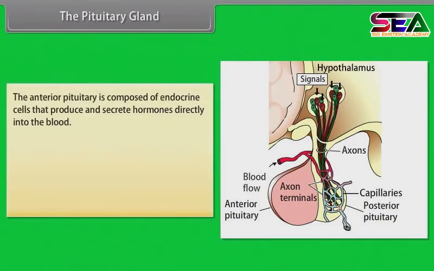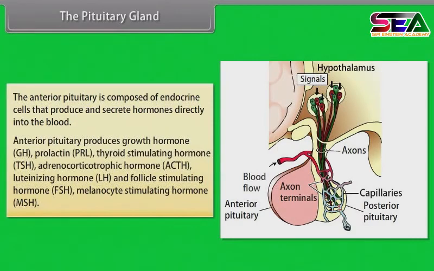The anterior pituitary is composed of endocrine cells that produce and secrete hormones directly into the blood. Anterior pituitary produces growth hormone GH, prolactin PRL, thyroid stimulating hormone TSH, adrenocorticotropic hormone ACTH, luteinizing hormone LH, follicle stimulating hormone FSH, and melanocyte stimulating hormone MSH.